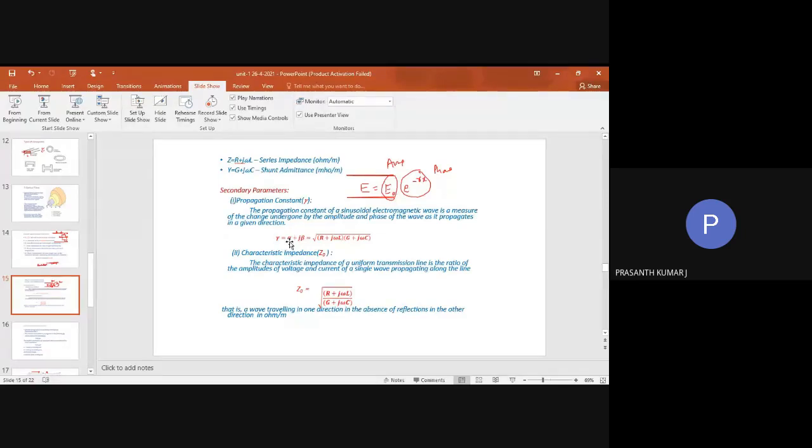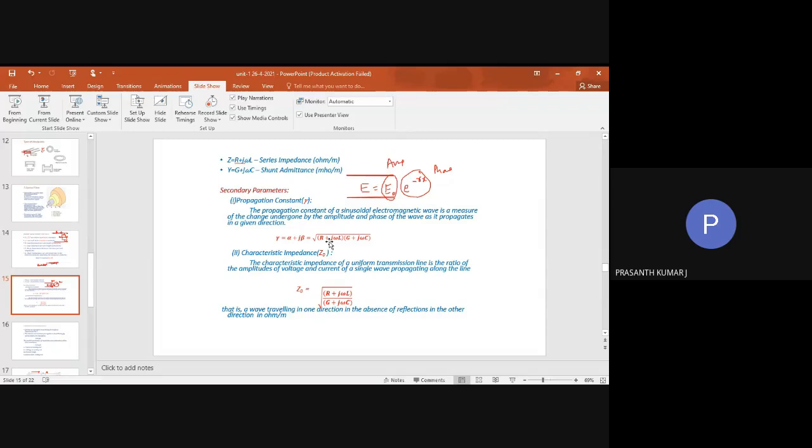See, I have written these terms in the class also. So gamma is equal to alpha plus j beta, where alpha is the attenuation constant and beta is the phase shift constant. And gamma is given by the square root of (R plus j omega L) into (G plus j omega C). Similarly, the characteristic impedance is given by the square root of (R plus j omega L) by (G plus j omega C). Remember these two formulas, they are useful for solving problems. So in a problem, R, L, G and C will be given. He will be asking to find the propagation constant and the characteristic impedance. You have to substitute in this formula and find out.